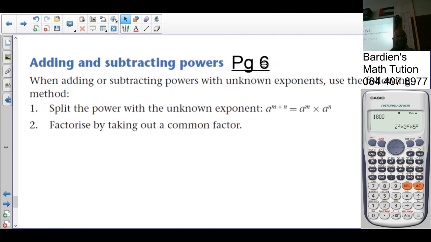Okay, adding and subtracting powers. Here we are told when adding or subtracting powers with unknown exponents, use the following method. Split the powers with unknown exponents. Factorize by taking out a common factor. So this is the method we're going to apply when we're adding and subtracting powers. Okay. Want to take that down, you may.